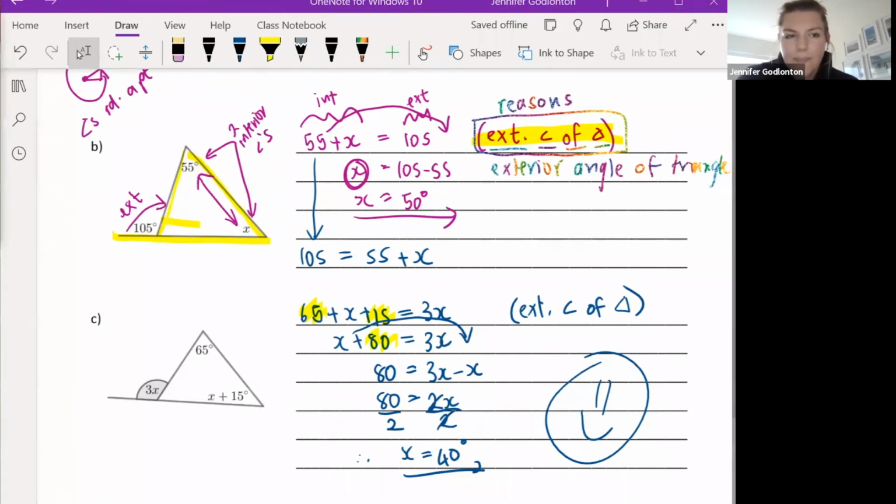Ma'am, how did you reach the fraction part? Okay, so at this point over here, I had 80 equals 2x. And then because I need x to be alone, I have to divide both sides by 2. And that's why I divided both of them by 2. Oh, yes, ma'am, I see. Okay. Thank you. No problem.